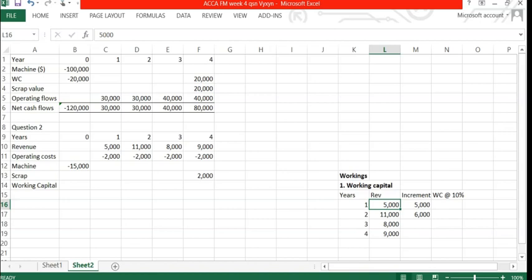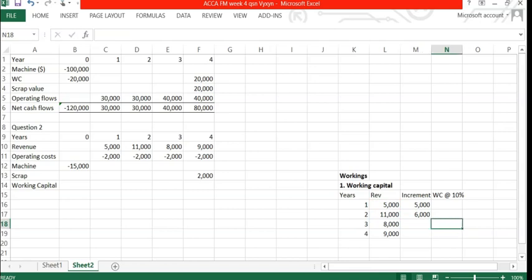So in the first year we made revenue of 5,000, and in the second year we made revenue of 11,000, and for the first year we are going to use the 5,000 as the base figure for our working capital, and our percentage is going to be based on that 5,000. However, in year 2 we are only going to have this figure. This figure is going to be the difference between this figure and this figure. All right, that's 6,000.